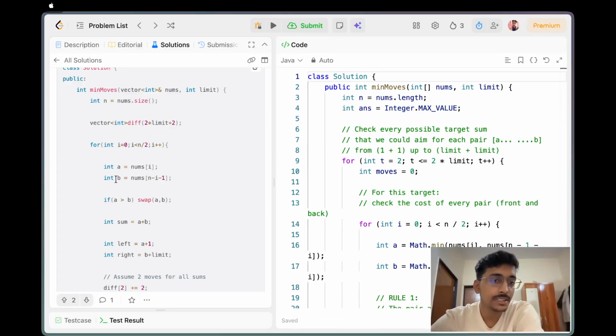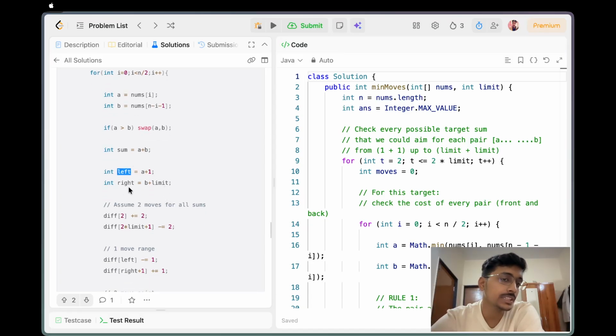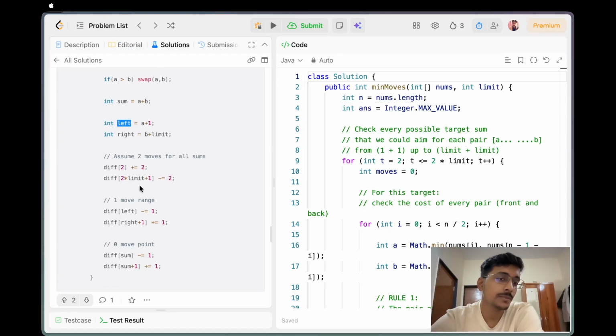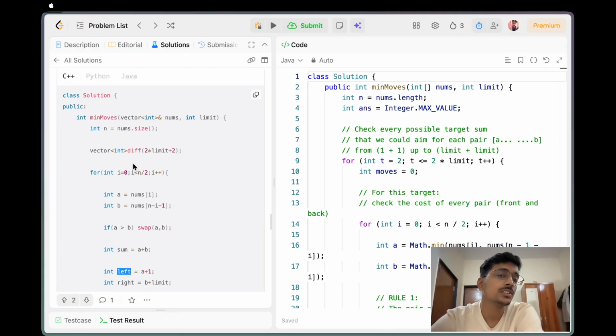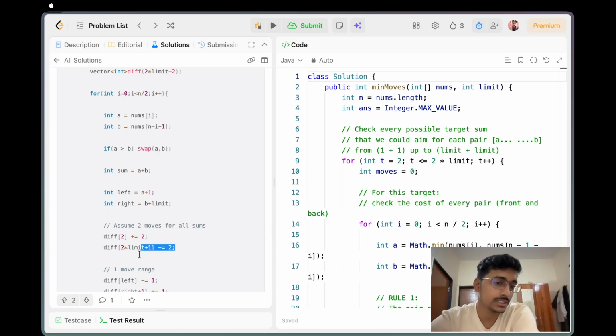Let's say A is this and B is this, and like that the same thing that I'm doing here, A and B. Int left is A plus 1 and B plus limit, and this left and right is the range for reducing by one. Okay, assume two moves for all the sums. Okay, difference of 2 plus 2. I don't get it. Why? Like I don't get it.